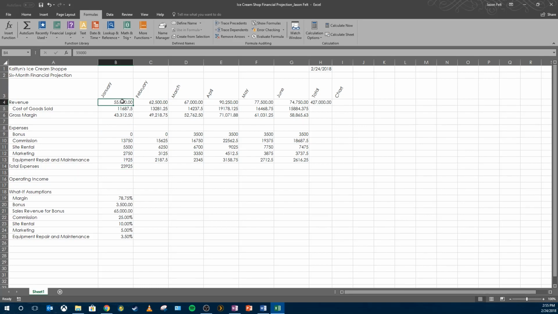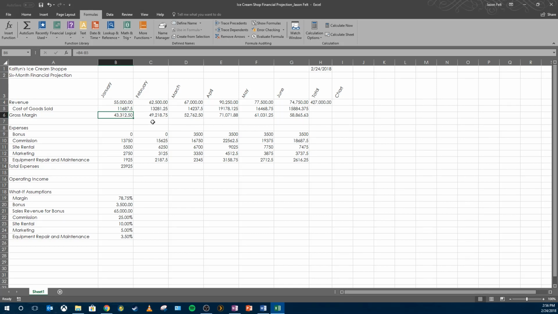Okay, so what does this tell me? This tells me that I should make $55,000 in January. With the goods that I sell, my ice cream, it costs me money before I make money. So it's going to cost me for January $11,687.50 to have ice cream in my freezer. Which means that my gross margin is $43,312.50. That's how much revenue I'm really getting.